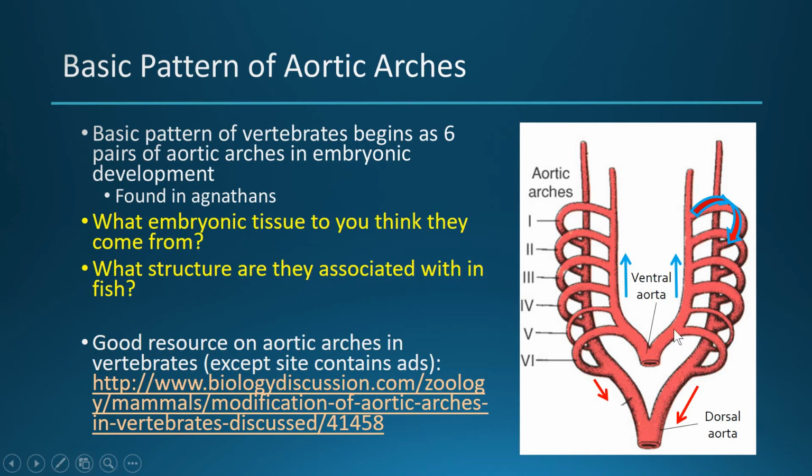As blood goes through these arches, guess what happens to it? You notice it goes from blue over here to red. So what embryonic tissue do you think it comes from, and what structures do you think they're associated with? I'm sure you can make a pretty good guess. By the way, if you want more information just on aortic arches in general, there's a decent website up there. It's kind of a biology blog from biology students.